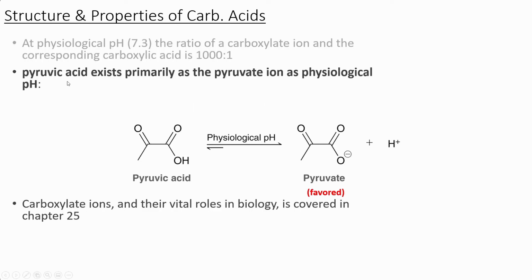For example, pyruvic acid can exist primarily as the pyruvate anion at physiological pH, and because of the overlap between different carboxylic acids and their acid-base pairs and the ability to buffer at physiological pH, many of them play an important role in biology. And in your biochemistry class, you'll further explore the biological role of many different carboxylic acids.